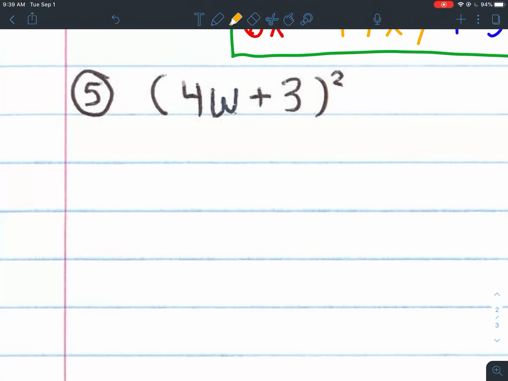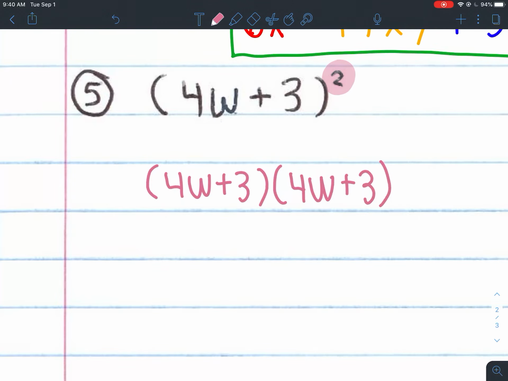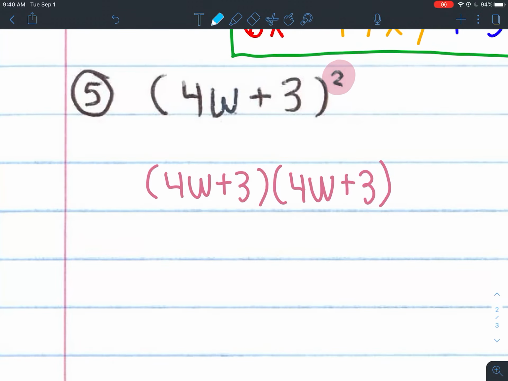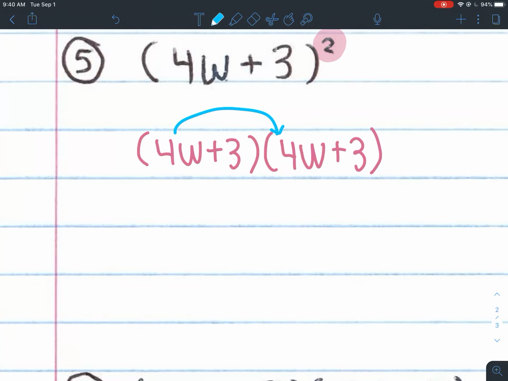Okay, number 5, 4w plus 3 squared. Again, I see that there's a 2 here, so I'm going to be super careful and make sure I write that 2 times. So 4w plus 3 times 4w plus 3. And now I'm going to double distribute. So 4w times 4w is going to give me 16w squared. And then I have 4w times 3, and that's going to be 12w.